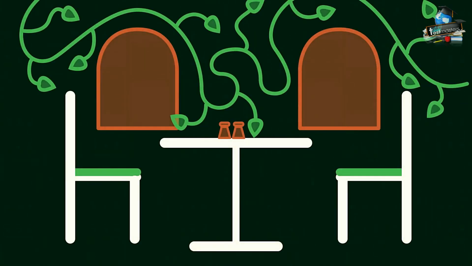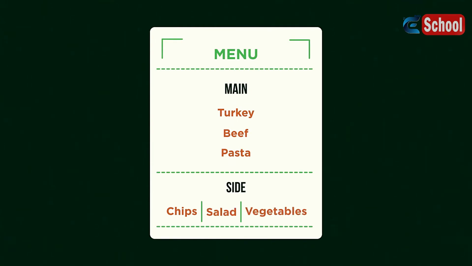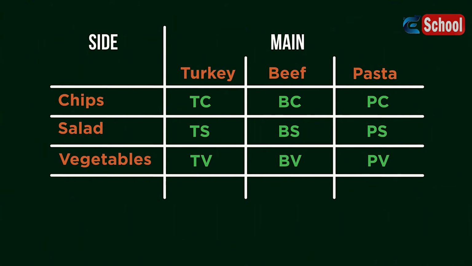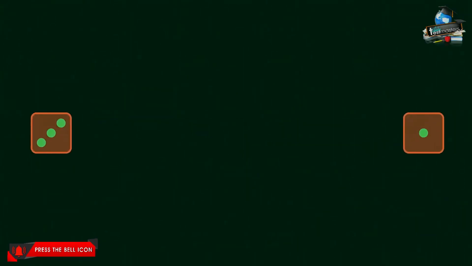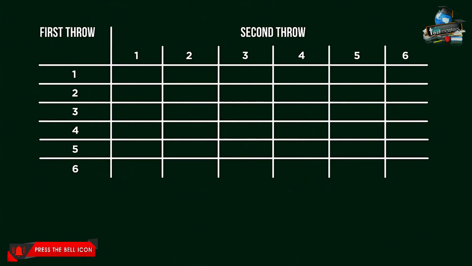Now imagine yourself at a restaurant where you have the choice of turkey, beef or pasta for main, with the option of chips, salad or vegetables on the side. We can list the outcomes for this as there are only 9, but we can also present them in a table like this. This form of sample space diagram is very useful, especially if you have to answer probability questions based on 2 events. For example, with 2 dice, we could set up a table like this, and then use it to answer multiple questions.